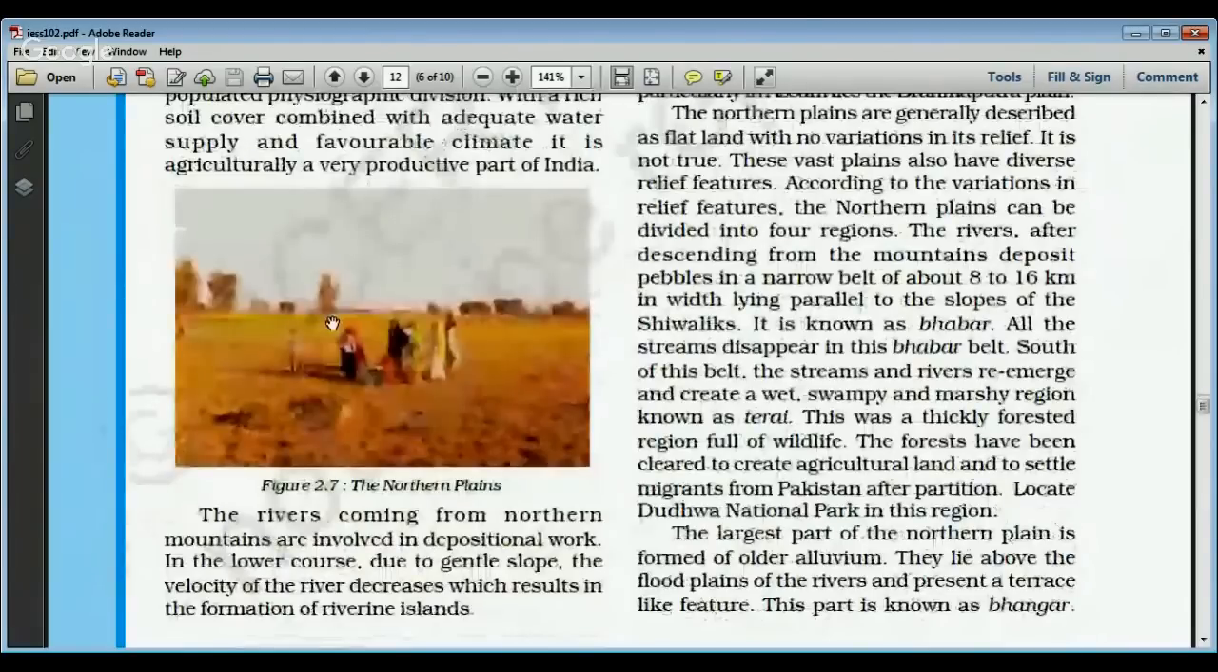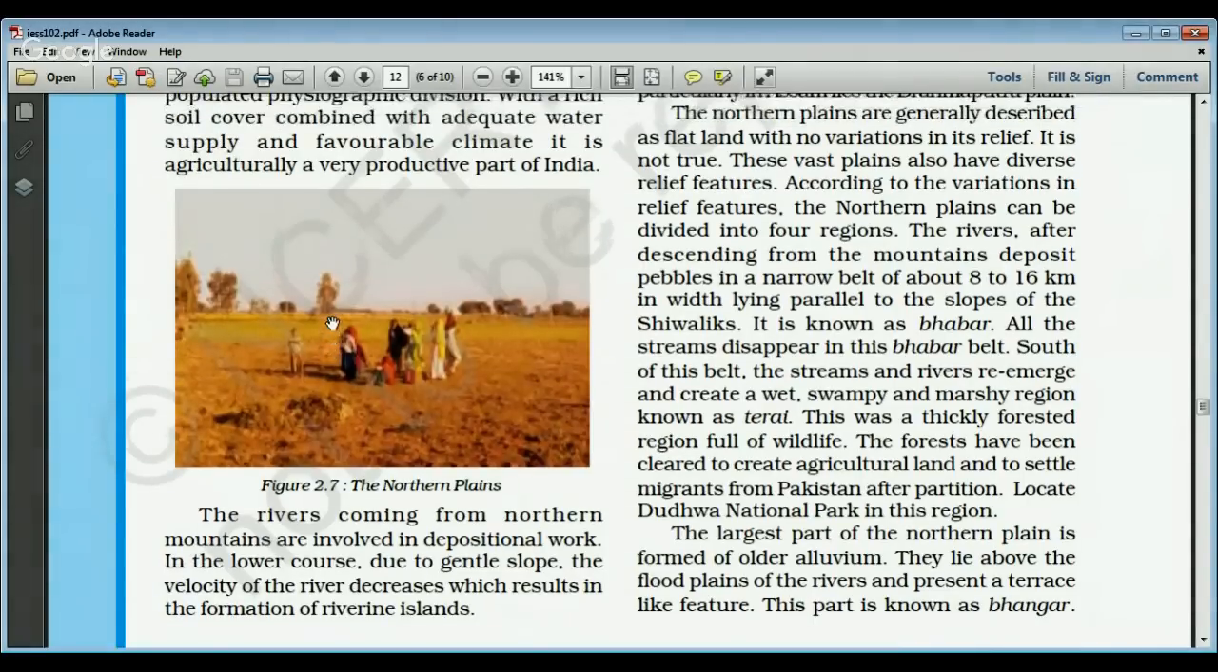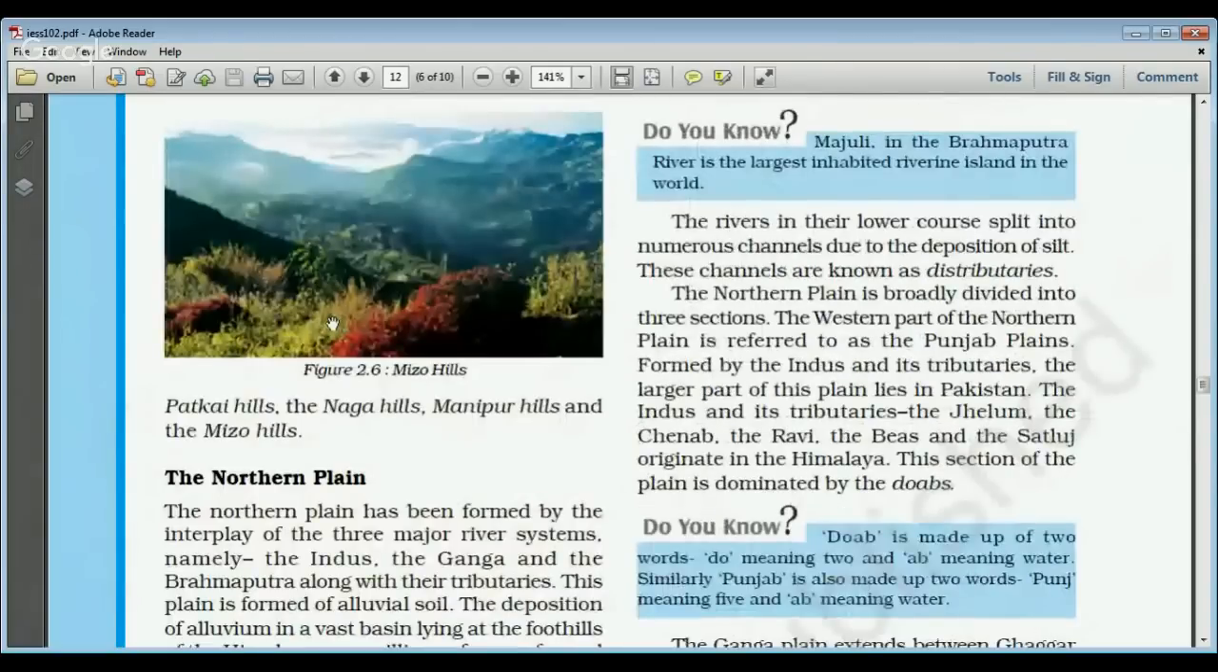And the rivers coming from the northern mountains are involved in the depositional work. I've told you that there are three types of processes, that is weathering, then erosion, then deposition. Deposition is done by the rivers in the depression, and in the lower course, because of the gentle slope, the velocity of the river decreases, which results in the formation of riverine islands. And you should remember this fact that Majuli in the Brahmaputra River is the largest inhabited riverine island in the world.